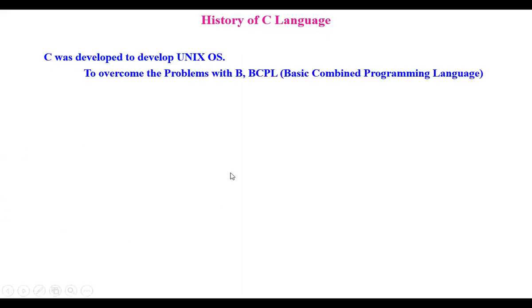So here, to overcome the problems with B and BCPL, Basic Combined Programming Language, and to develop this Unix operating system, this C language was developed. So we can call it a successor of B language.